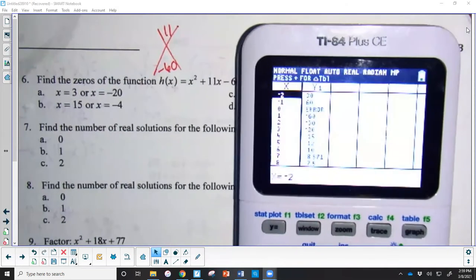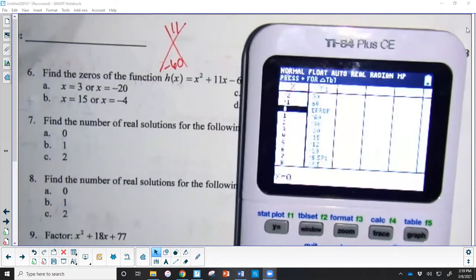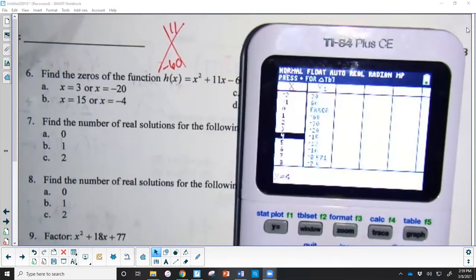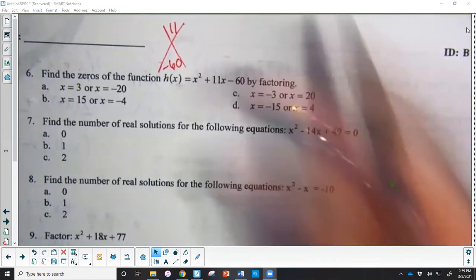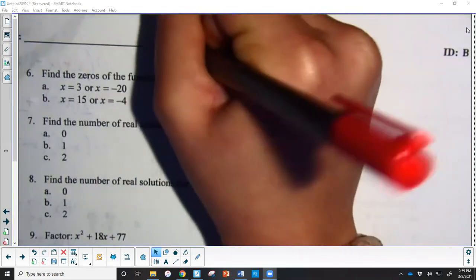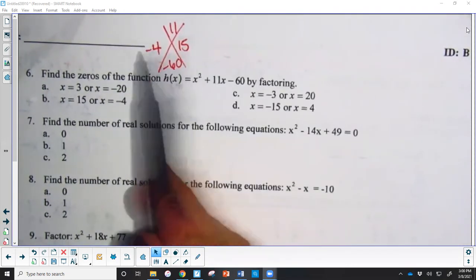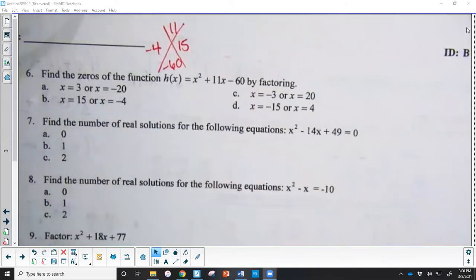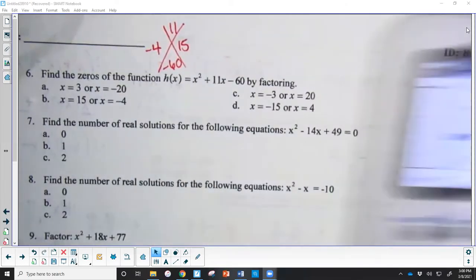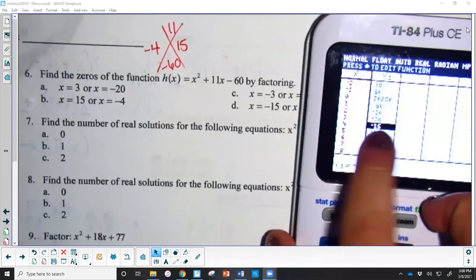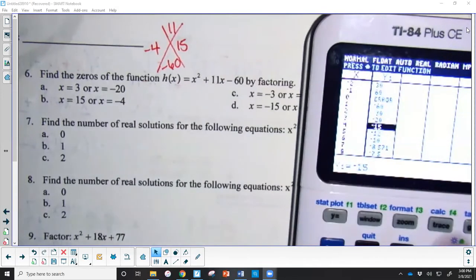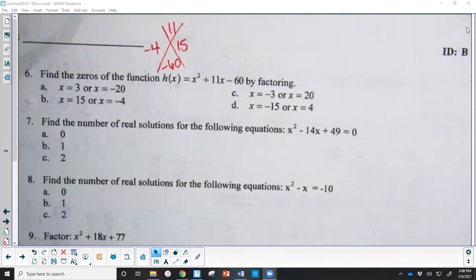Looking for positive 11, it looks like this one, but for a negative 15, but I don't want the 15 to be negative. I want the 4 to be negative. So negative 4 and 15, because when I add these two together, that's going to give me positive 11. If I did it based on my calculator, negative 15 and 4, that's going to give me negative 11. And I don't want negative 11, I want positive 11.